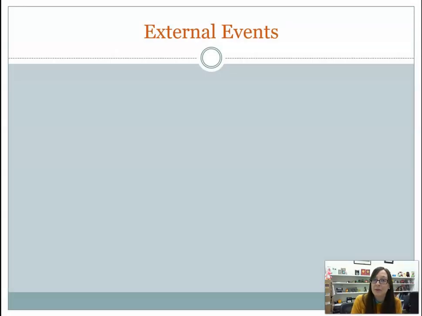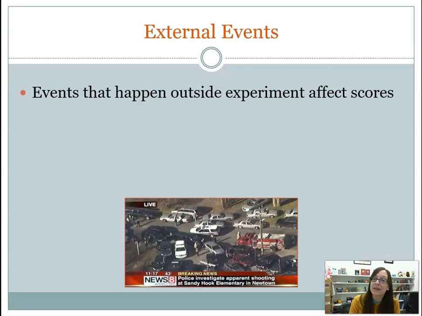And another threat to internal validity is external events. This would be something that happens outside of the experiment that could affect the scores in some way. So something like a highly publicized school shooting might make people more fearful of crime. Maybe they'll be more retributive towards offenders. Maybe they'll be more in favor of gun control, or the opposite, as happened in the U.S., more guns for teachers, which doesn't make any sense.